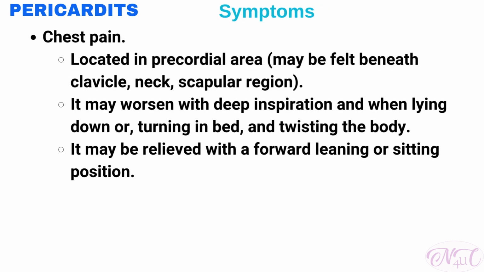Clinical manifestations of pericarditis. The most characteristic symptom of pericarditis is chest pain. Pain is present in the anterior chest, aggravated by thoracic motion, and may vary from mild to sharp and severe. Pain is located in the precordial area, and may also be located beneath the clavicle, in the neck, or in the left scapular region. The pain or discomfort usually remains fairly constant, but it may worsen with deep inspiration and while lying down or turning in bed and twisting the body. It may be relieved with a forward leaning or sitting position.